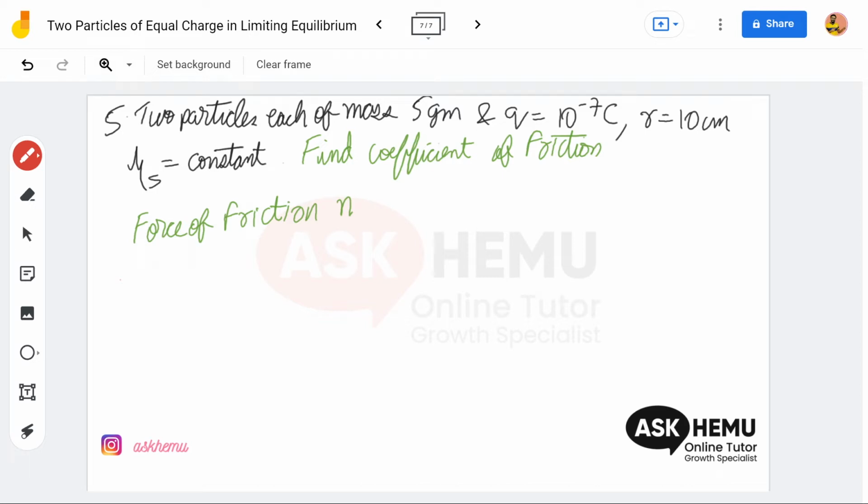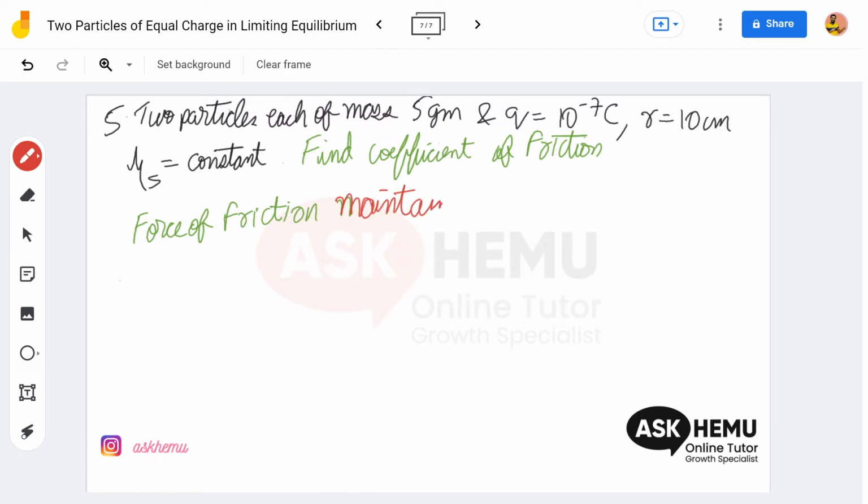Two particles of equal charge in limiting equilibrium. Here, the interesting aspect is that the limiting equilibrium is maintained by the force of friction. So, the force of friction maintains the equilibrium, which means the force of repulsion between the like charges is equal to the force of friction.